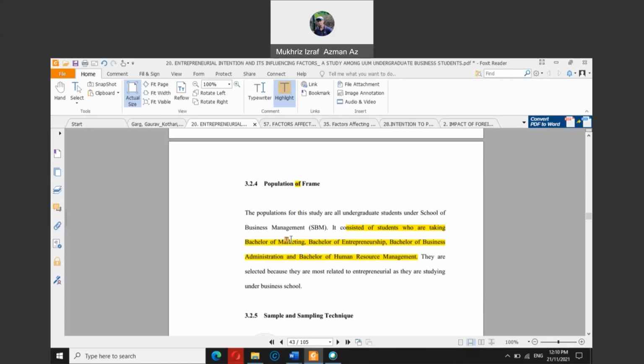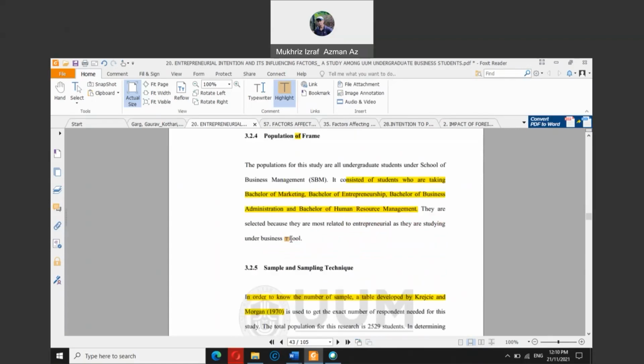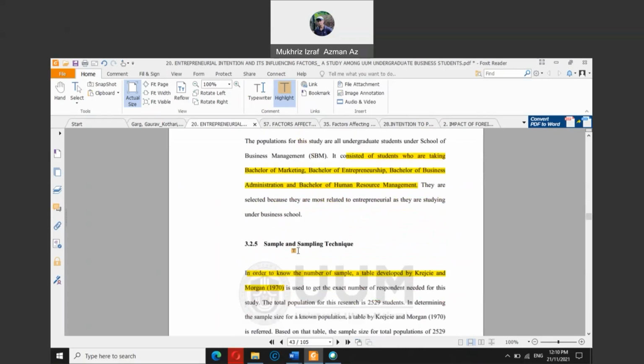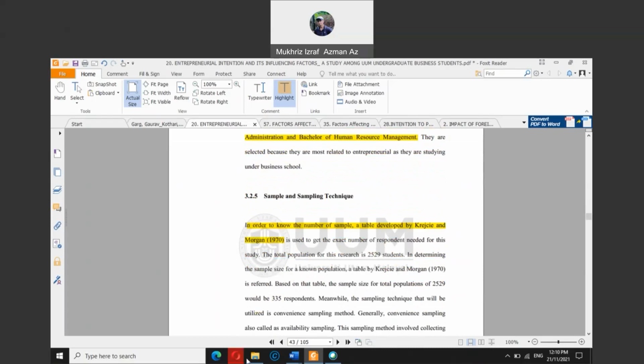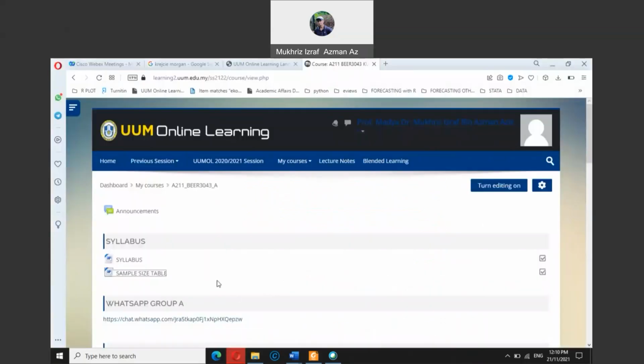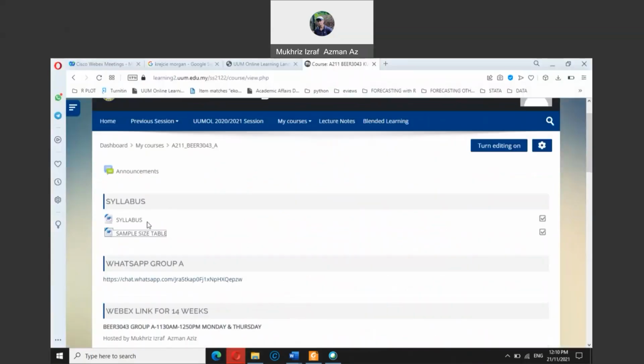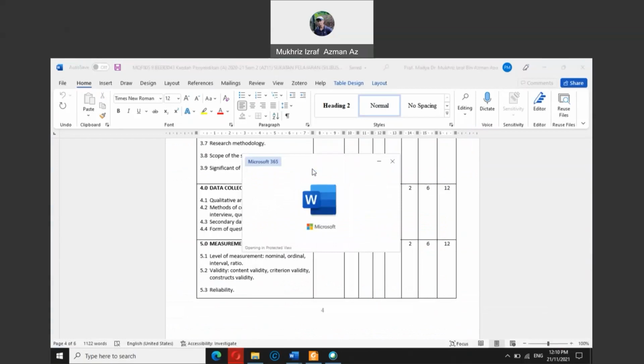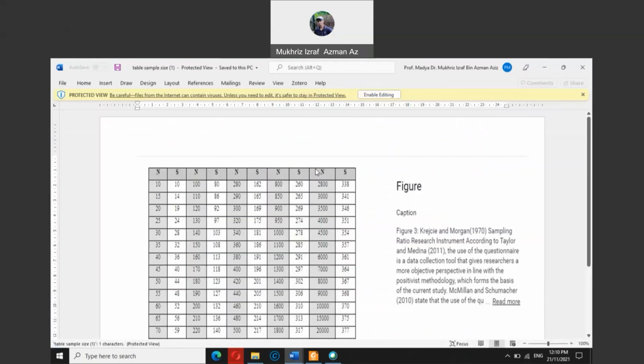And next is sample and sampling technique. For this part, I think we will discuss in more detail during our live lecture next Thursday. But if you go to your OL, I've already uploaded the sample size table from Krejcie and Morgan, which many theses and many researchers are using, from 1970.